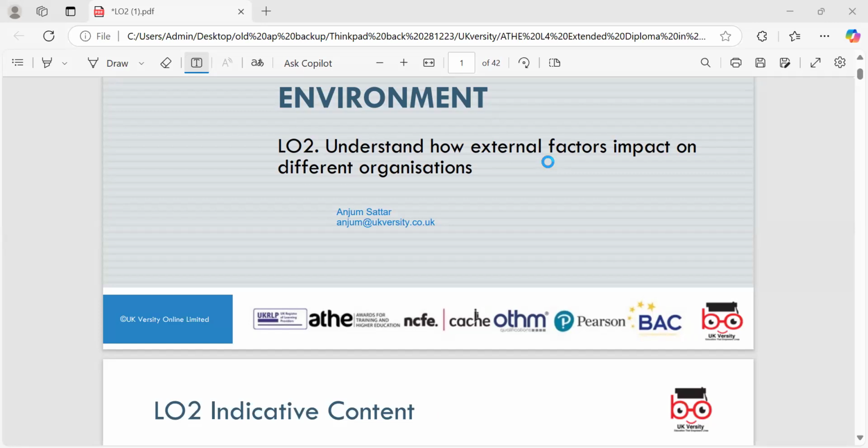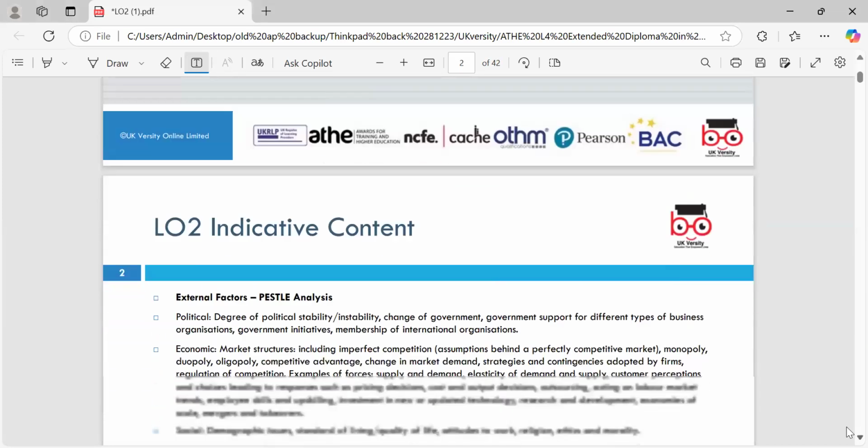And today's lesson is about LO2, which is learning outcome 2. Our learning outcome 2 is to understand the external environmental factors' impact on different organizations. When we say external factors, we're looking at the macro environment, which means uncontrollable. We can't control those factors. We have to adjust our business operations accordingly. So that will be in our discussion.